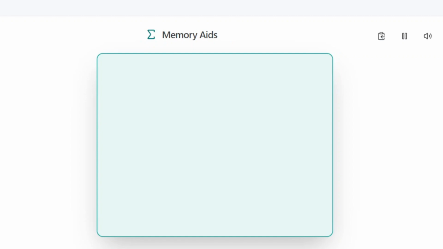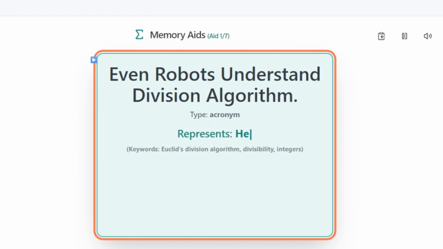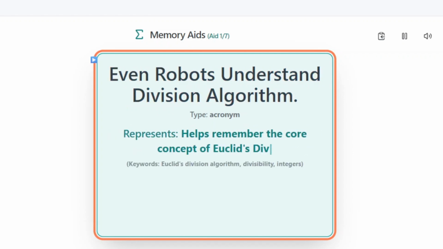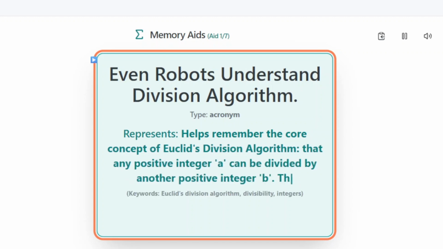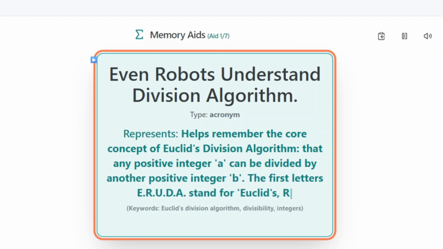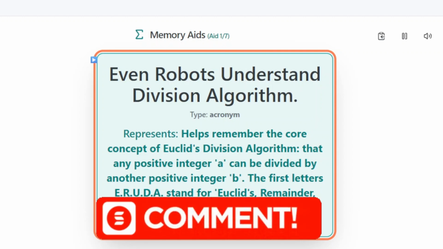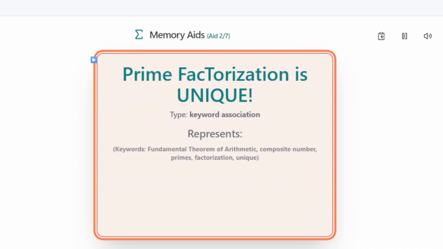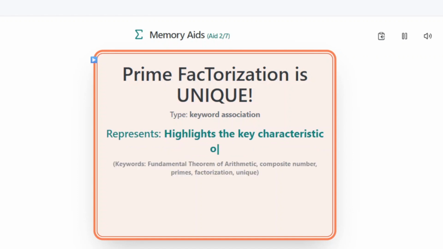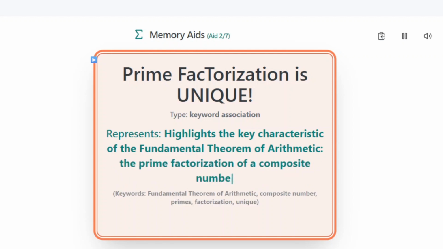Now starting, memory aids. Even robots understand division algorithm. This helps remember the core concept of Euclid's division algorithm, that any positive integer a can be divided by another positive integer b. The first letters, ERUDA, stand for Euclid's remainder unique divisibility algorithm. Prime factorization is unique. This highlights the key characteristic of the fundamental theorem of arithmetic: the prime factorization of a composite number is unique, except for the order.